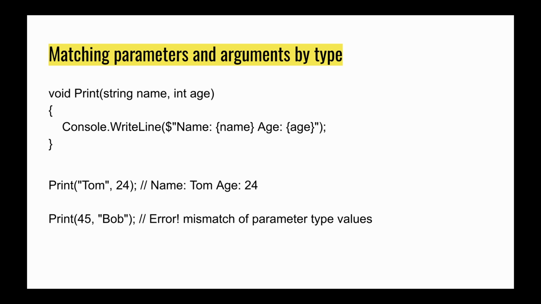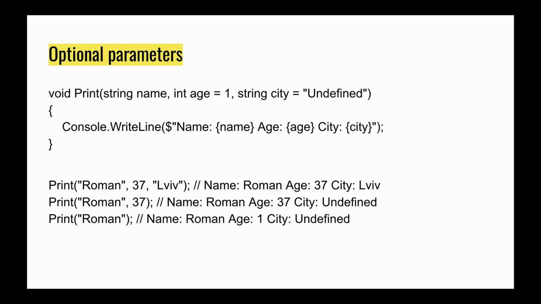Data of other types we cannot pass to these parameters. For example, the following call to the print method will fail. Optional parameters. By default, when calling a method, you must provide values for all of its parameters.